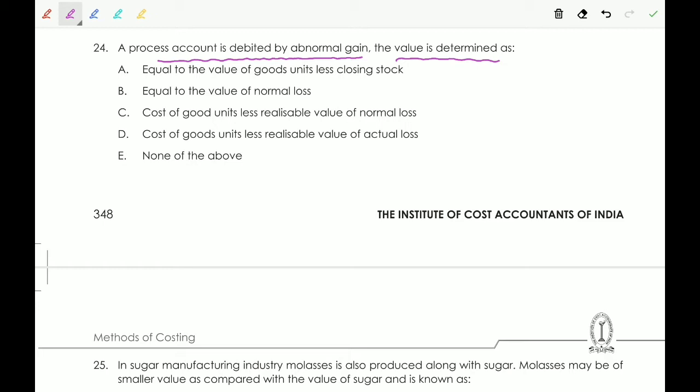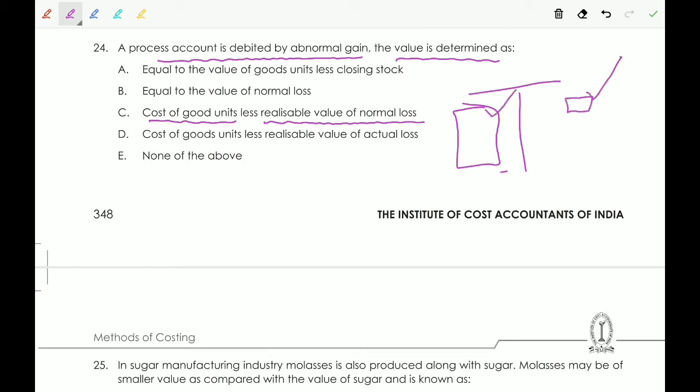Option A. Equal to the value of good units. Option B. Equal to the value of good units less closing stock. Option B. Equal to the value of normal loss. Option C. Cost of good units less realizable value of normal loss. So this is the abnormal gain. Cost of good units less realizable value of normal loss. So realizable value of normal loss. So ultimately the difference is here. So this is the abnormal gain.